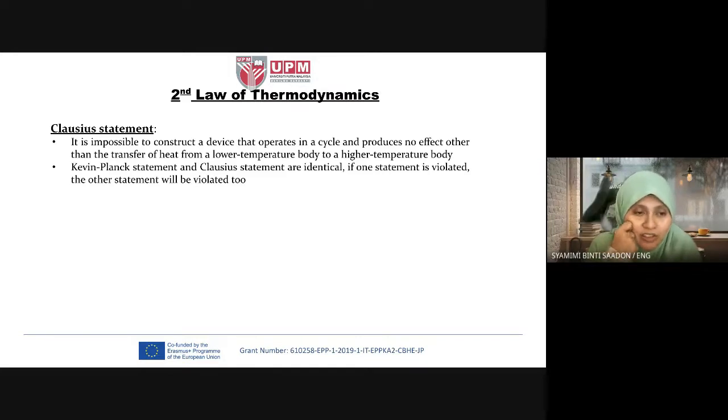The other one is the Clausius statement. It is impossible to construct a device that operates in a cycle and produces no effect other than the transfer of heat from a lower temperature body to a higher temperature body. The Kelvin-Planck statement and Clausius statement are identical. If one statement is violated, the other statement will be violated too.